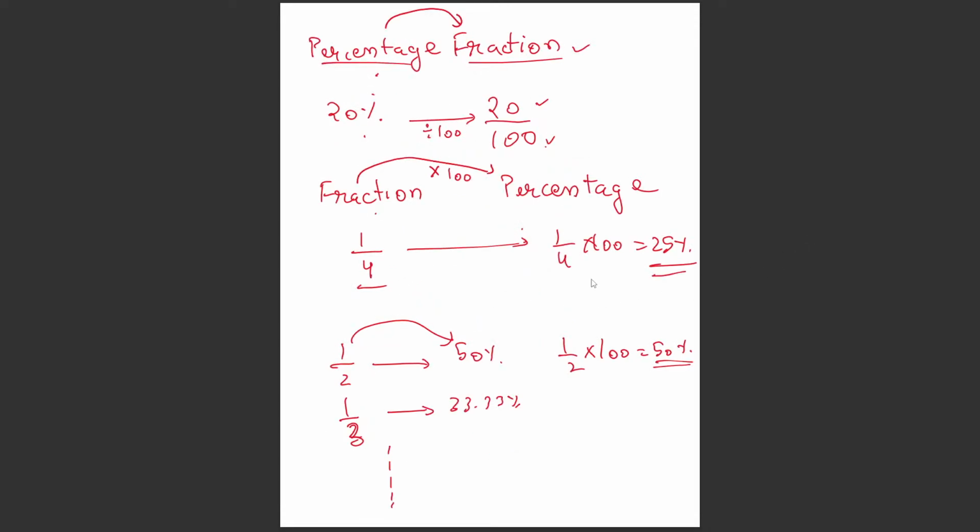Next, we discuss percentage into fraction. If I need to convert the percentage into a fraction, just divide the number 20 by 100. 20 by 100 will be the fraction. Now, fraction to percentage, we'll just directly multiply with 100. 1 by 4 is the number. We just multiply with 100 and get it into the percentage.